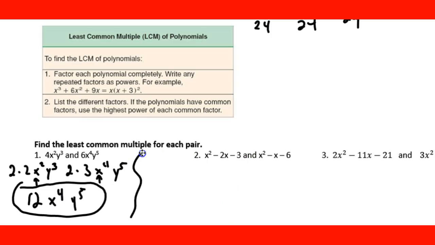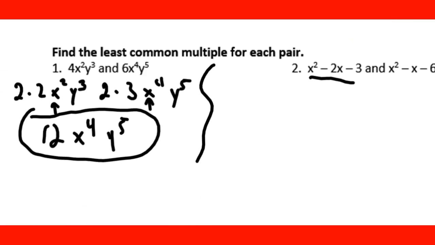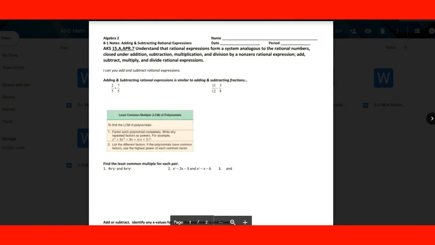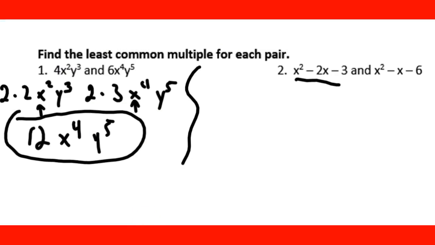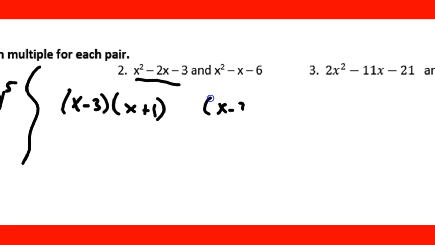Right here, you will need to factor both of these trinomials. When you factor this first one, let me make this a little bigger. So I factor this, you have x minus 3 and x plus 1. And right here you have x minus 3 and x plus 2.